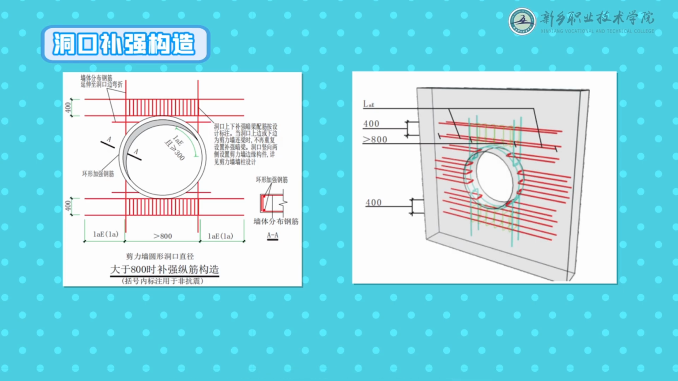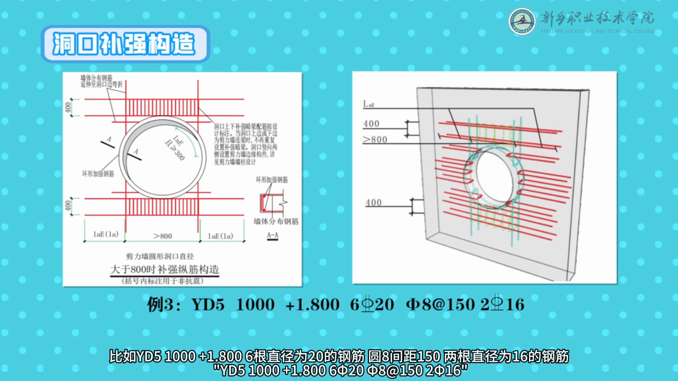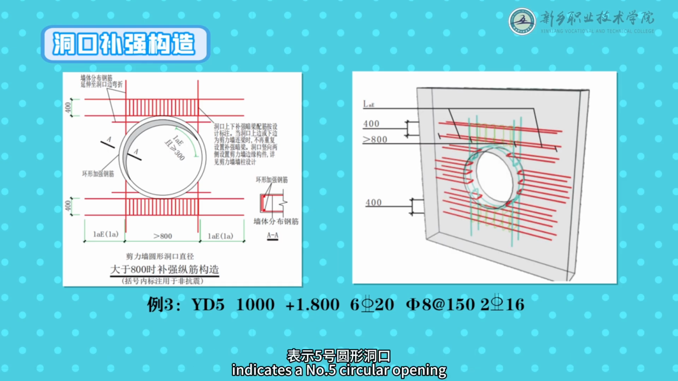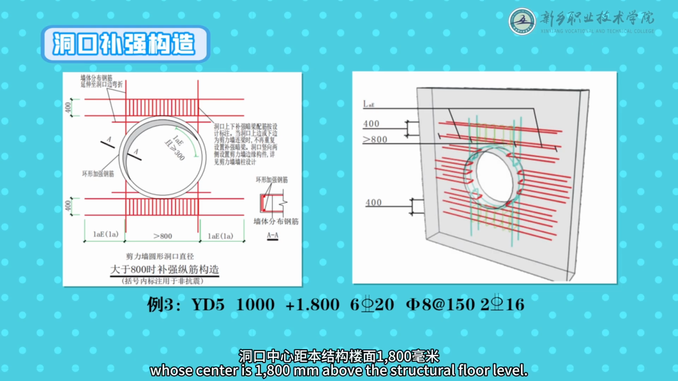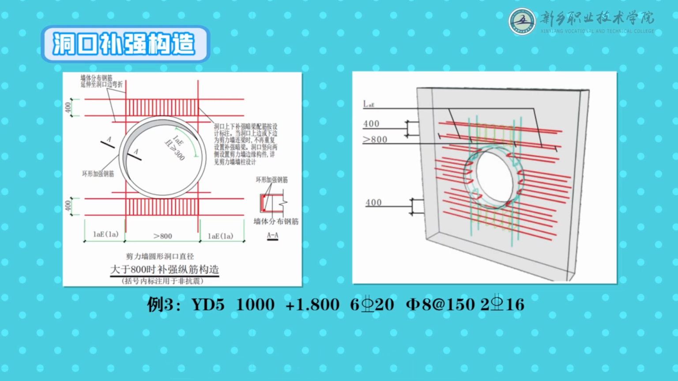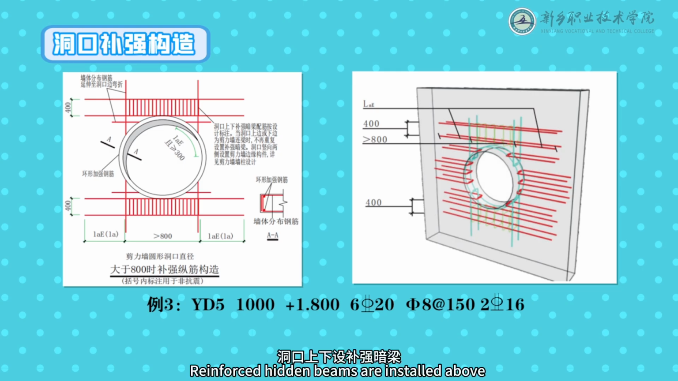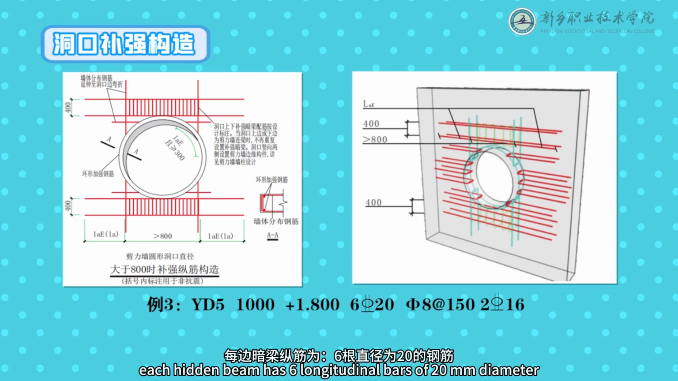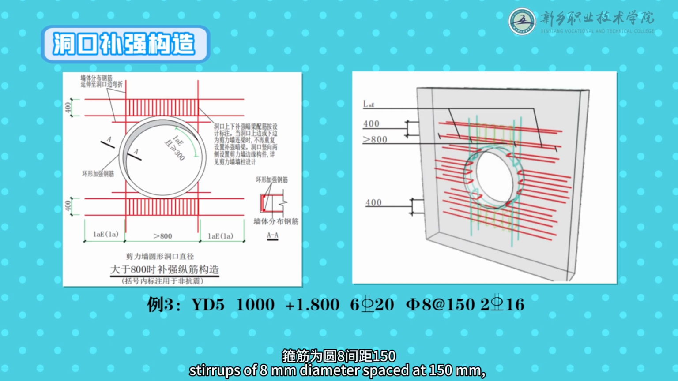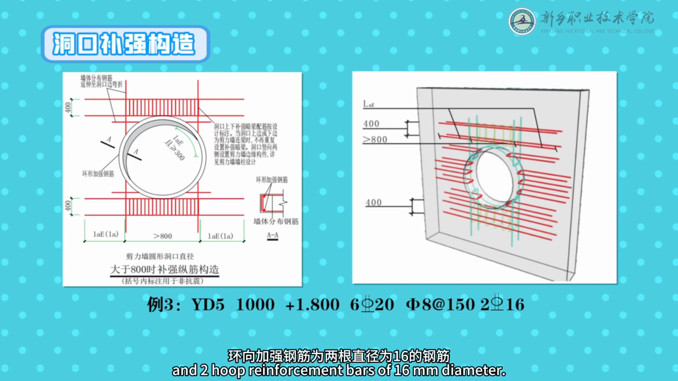be omitted. For example, YD5, 1000, plus 1800, 6 Phi 20, Phi 8 at 150, 2 Phi 16, indicates a number 5 circular opening with a diameter of 1000 millimeters, whose center is 1,800 millimeters above the structural floor level. Reinforced hidden beams are installed above and below the opening. Each hidden beam has 6 longitudinal bars of 20 millimeters diameter, stirrups of 8 millimeters diameter spaced at 150 millimeters, and 2 hoop reinforcement bars of 16 millimeters diameter.